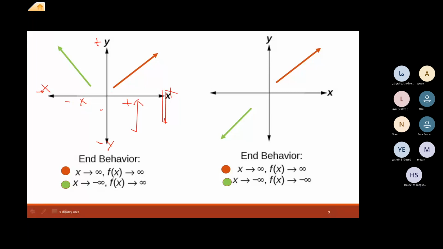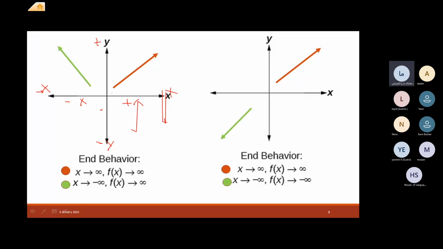Now the second one, the green one. Look at the green one. It's between which axes? Negative x and positive y. So when the values go to negative infinity, the values of y still go upward. I want you to understand what I mean. Look at this arrow here. Where is it going? It's going to this side, upward. So when x goes to negative infinity, when x is decreased, the value of y still goes up.